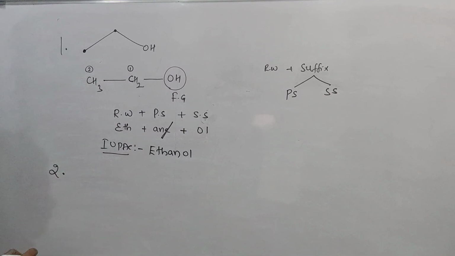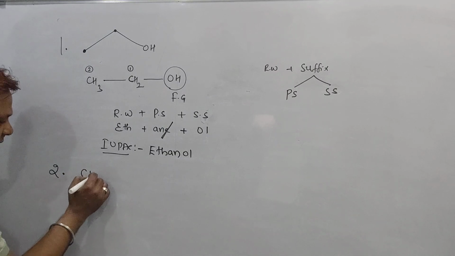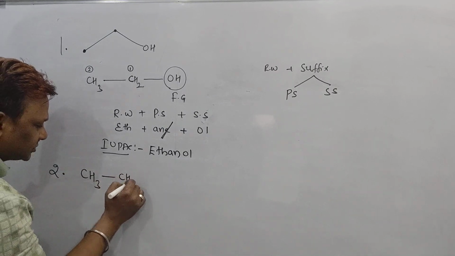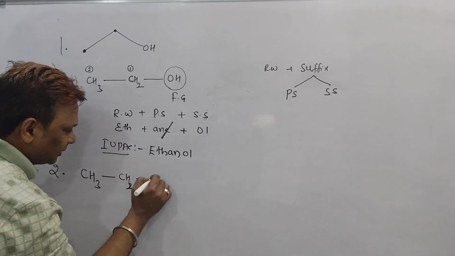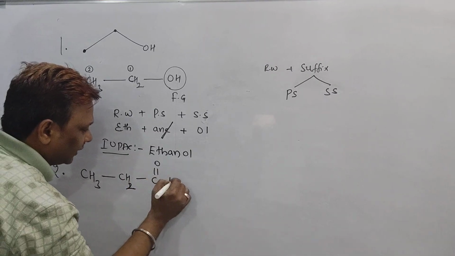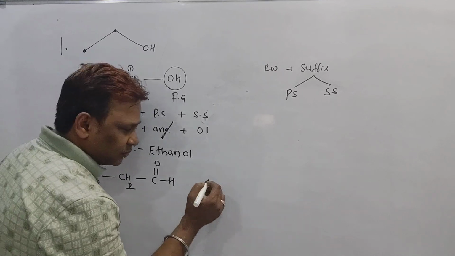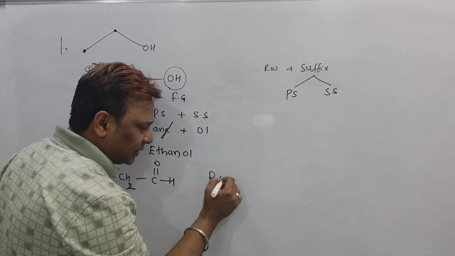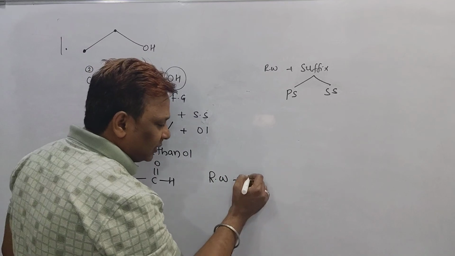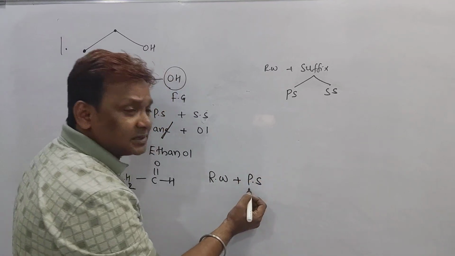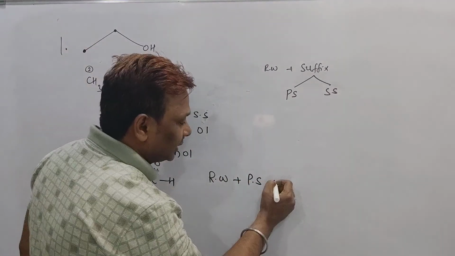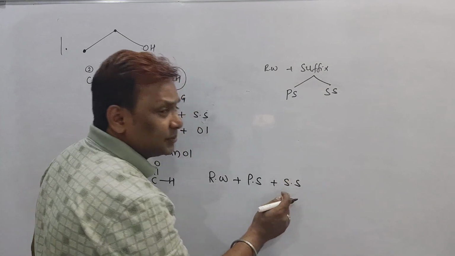Okay beta, we will try one more example that will help us understand everything clearly. Sir, it is CH3, CH2, CH2, and beta, I wrote C double bond OH. Beta, I want to write the IUPAC name. Sir, we have one small trick to write the IUPAC name. First write down the root word, then write down the PS, the primary suffix, then write down the SS, the secondary suffix.